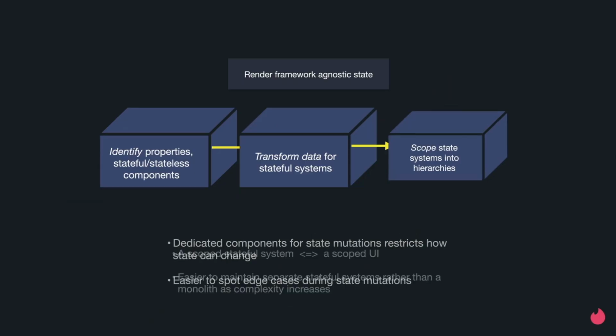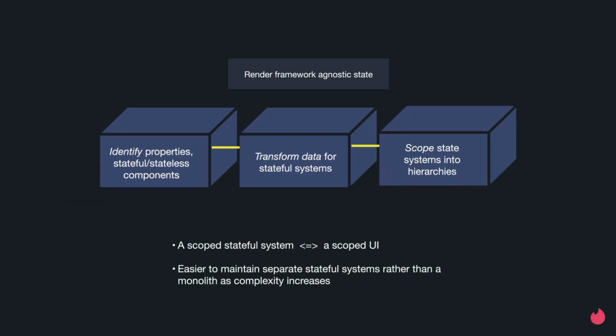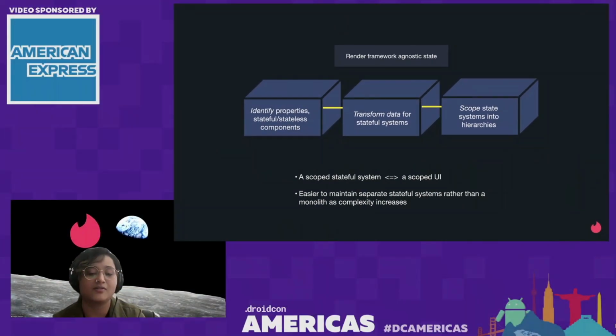Lastly, the idea of scoping state almost to the extent where it reflects the hierarchy of the UI itself, starting at the navigational layer all the way to the component layer, allows our presentation layer to, one, remain faithful to the representation of the UI so that it's easier to reason about, of course. But in addition to that, it's way easier to maintain separate stateful systems or separate scopes rather than allowing a small number of stateful systems to grow into monoliths as complexity arises.